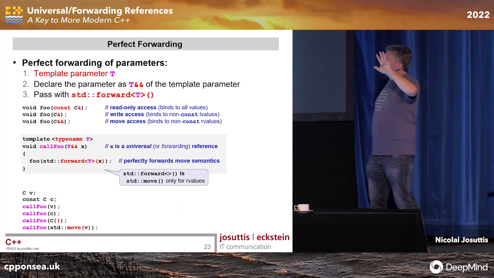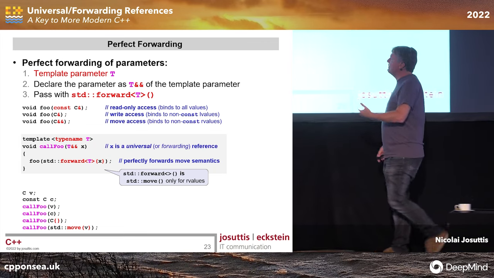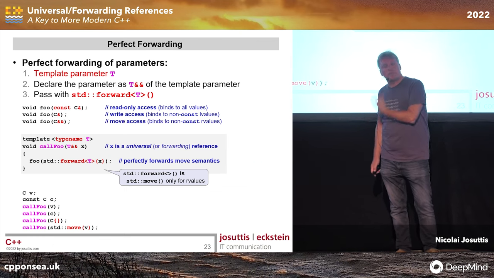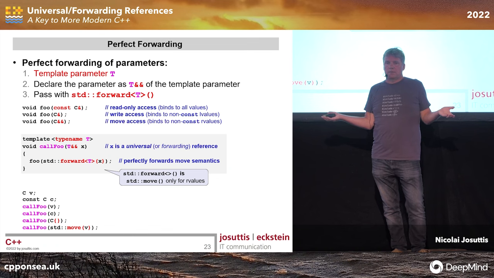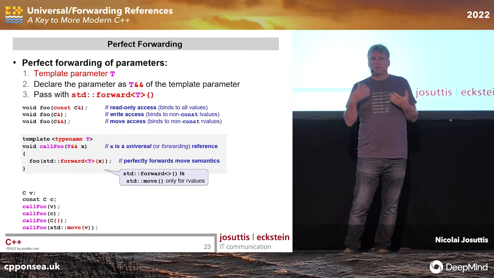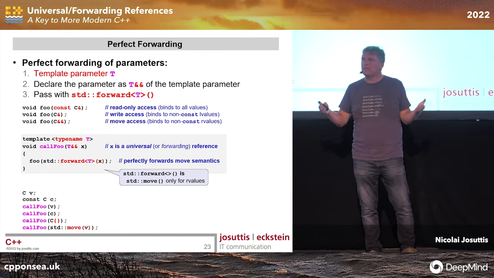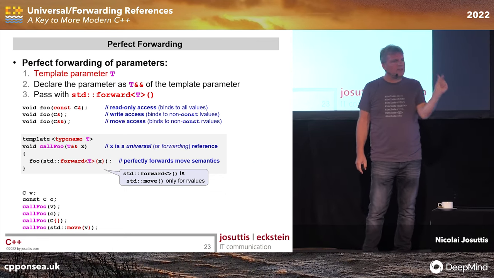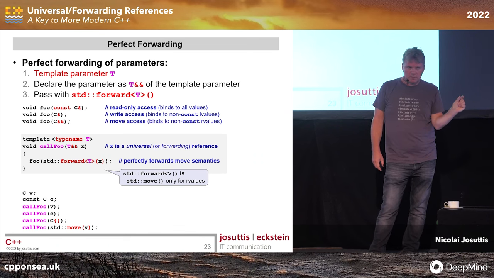Because by some magic, this forward becomes a move if you pass an R value, but only then. Otherwise, this does not have the effect of move. And that's exactly what we needed. So don't even try to understand this code by what you understand about R value references. We have just different rules for these kind of references. So R value references to templates have different rules than R value references to non-templates.